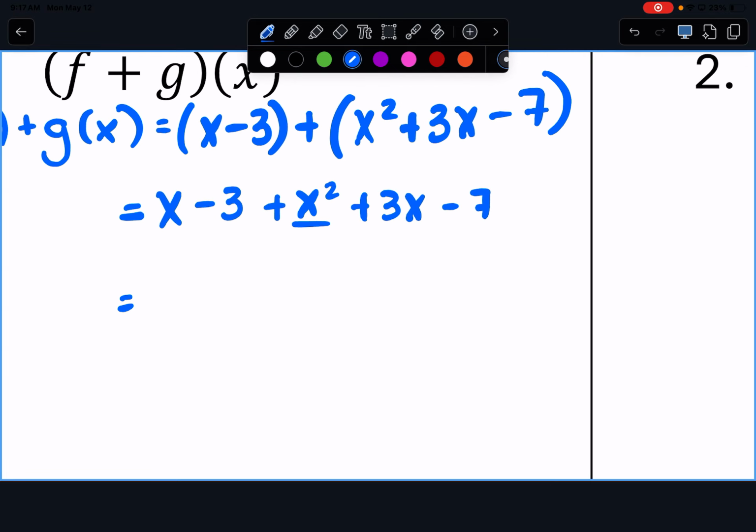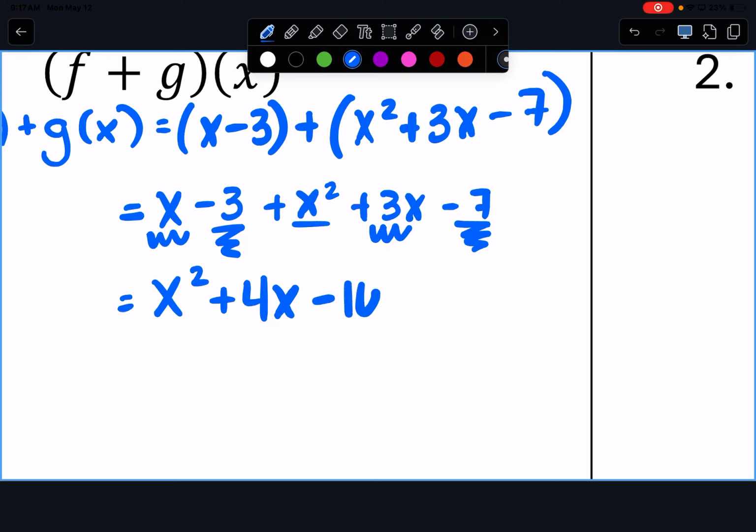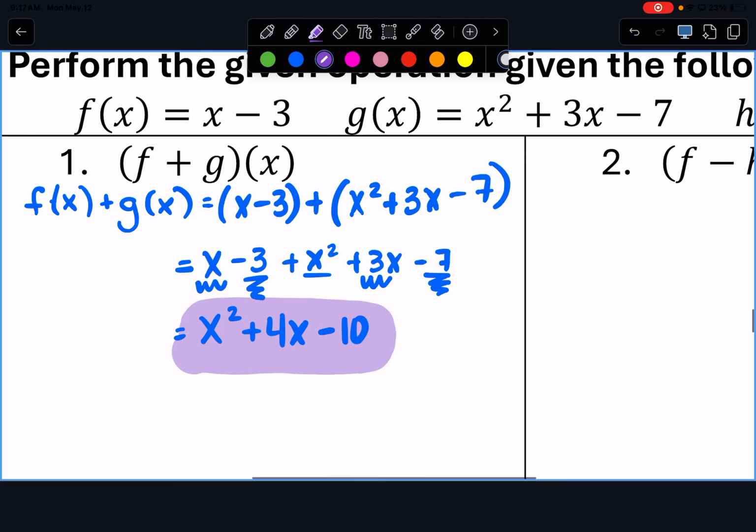x squared. Okay, and does x squared have any friends? No. Nope, so we're just going to move it first. Now, we go to our x terms. Does x have any like terms? Yeah. What is x plus 3x? All right, now we go to our constants. Does negative 3 have any like terms? What is negative 3 minus 7? -10. So that right there is our answer to this question. So we are just following through whatever operation it asks for us to do with these functions.